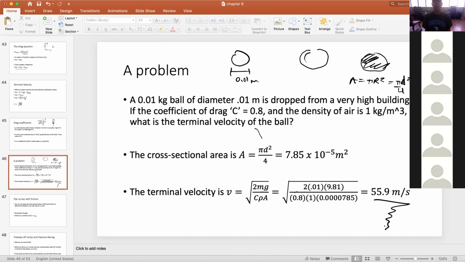The important thing here to see, though, is that we've made a model that depends on the density of the fluid. So in water, which has a density 1,000 times bigger, if I divide 55.9 by the square root of 1,000, I get about 1.7 meters per second that it would fall through water. The more dense the material you're moving through, the more drag.